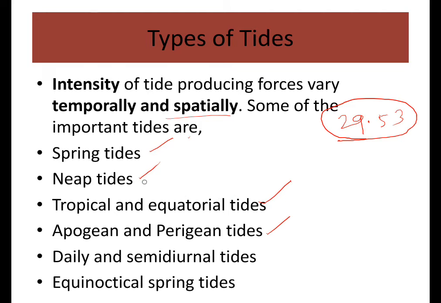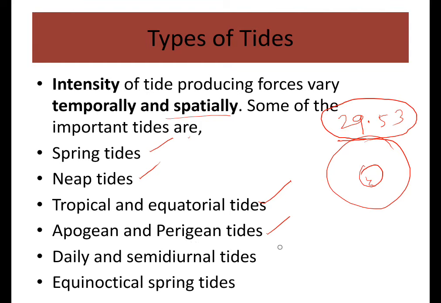Spring tides and neap tides occur in a particular month itself, because full moon day and new moon day both occur. Tropical and equatorial tides, with respect to the tropics and equator, also complete within it. And Apogean and Perigean tides also occur in a particular month, because one revolution occurs in one month itself.